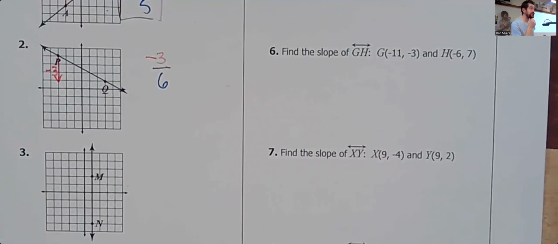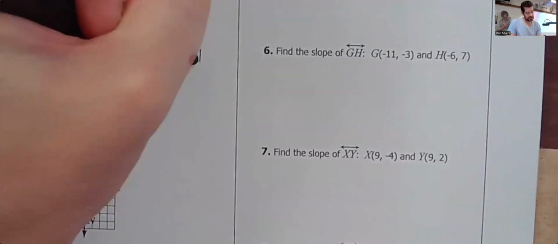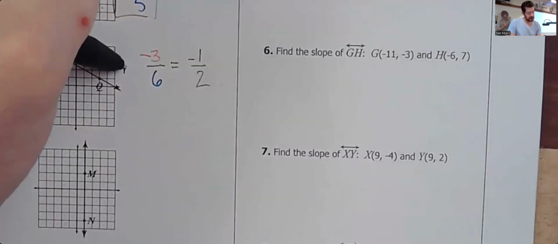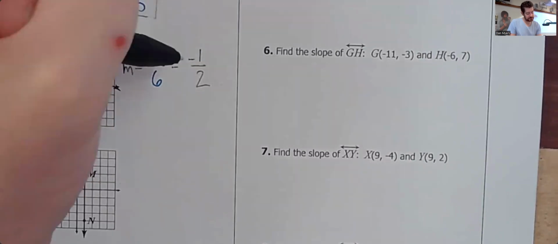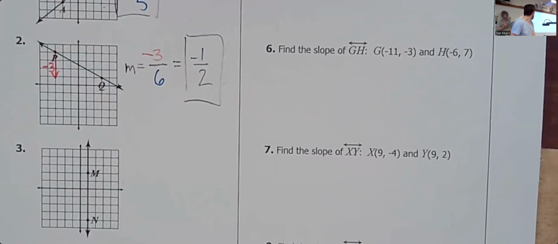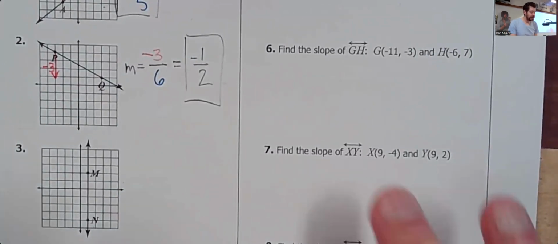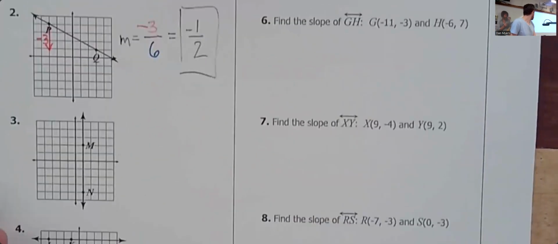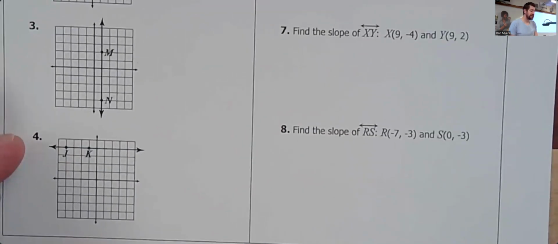If the slope reduces, we want to reduce that. So -3/6 would reduce to what? Yeah, -1/2. So the slope M is equal to -1/2. Cool. The last two here, you can just write the words associated with the type of line up top.